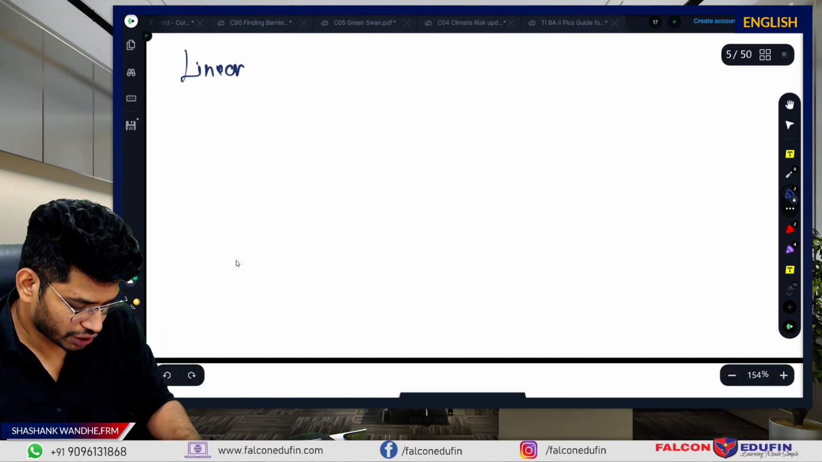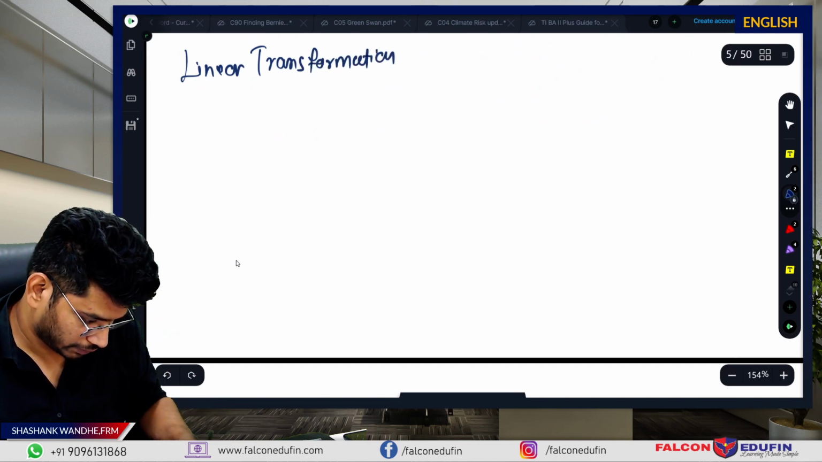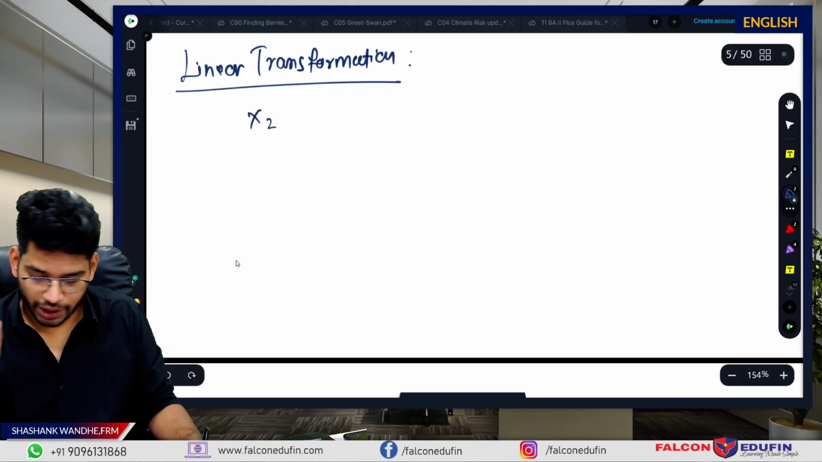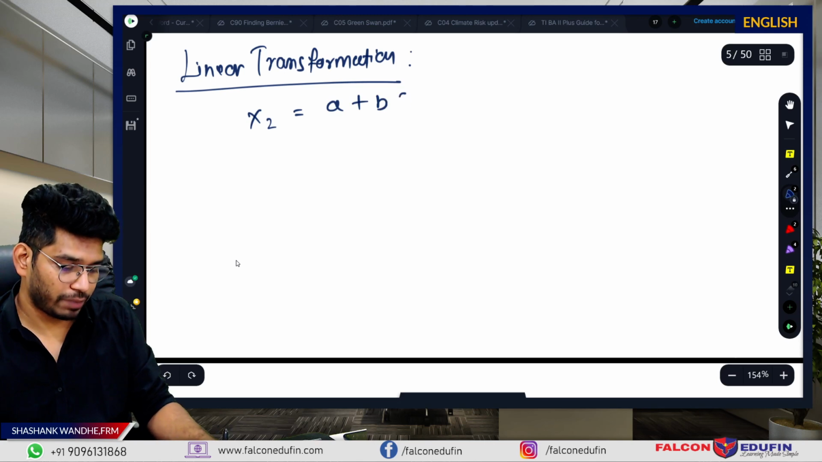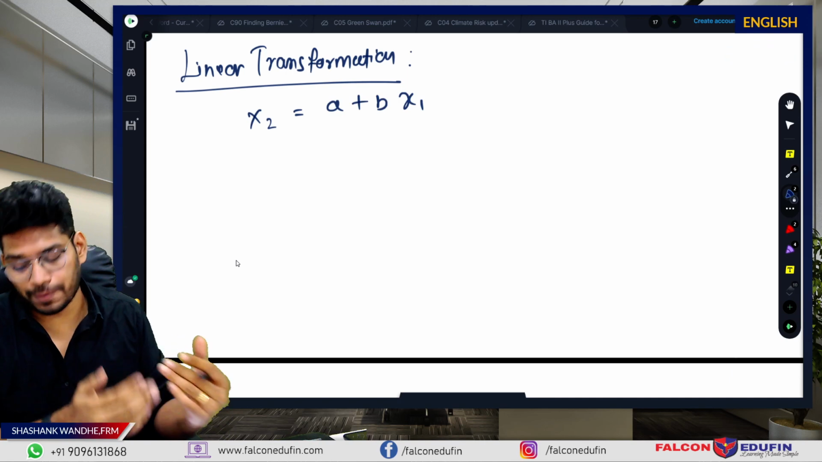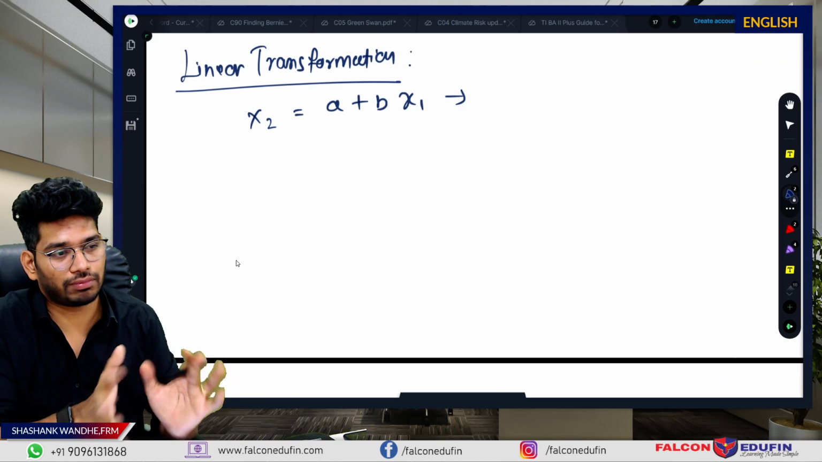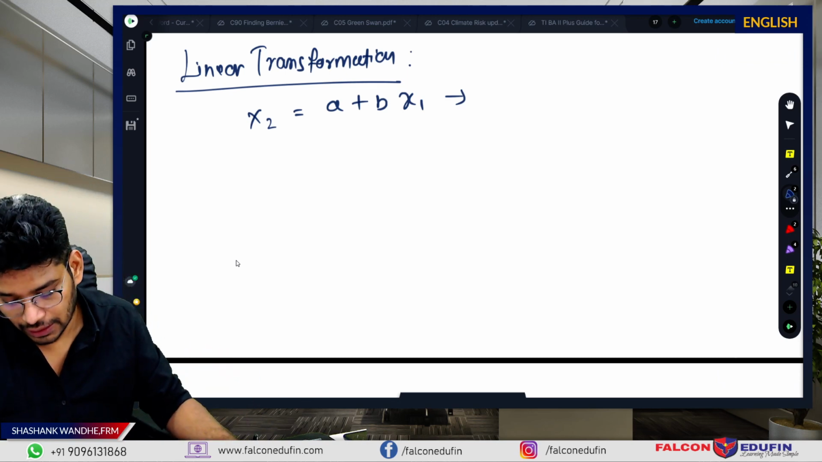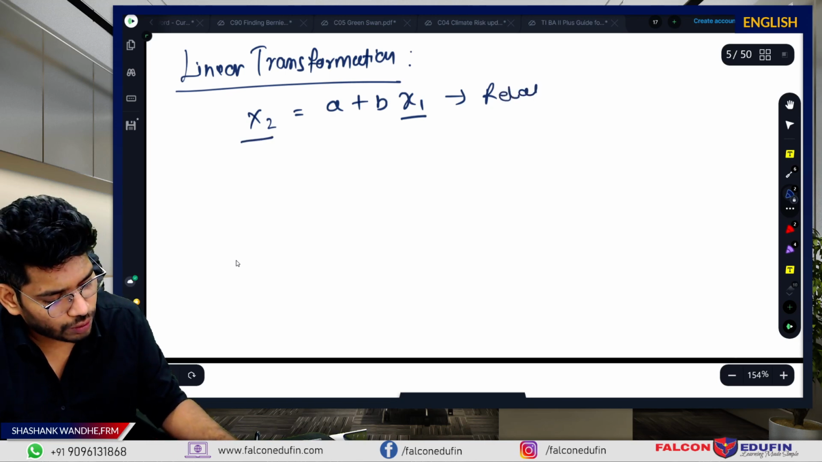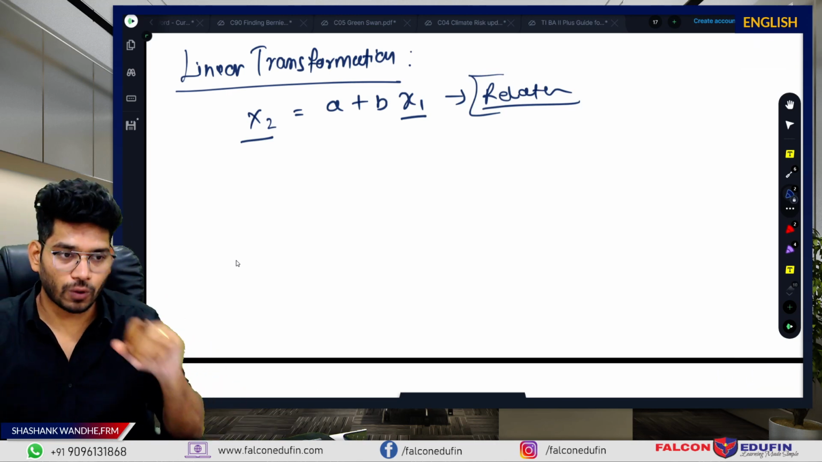Then linear transformation. Assume the relationship x2 is equal to a plus b x1. There is a limitation on how much I can explain, because this becomes very tricky or mathematical. This is the relationship between the two variables, the first variable and the second variable. I'll try to simplify it. It is not difficult to explain, it is difficult to simplify. We have to go raw here.